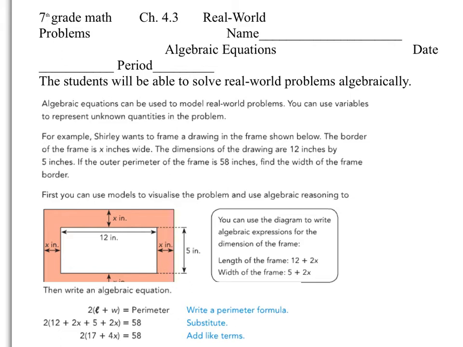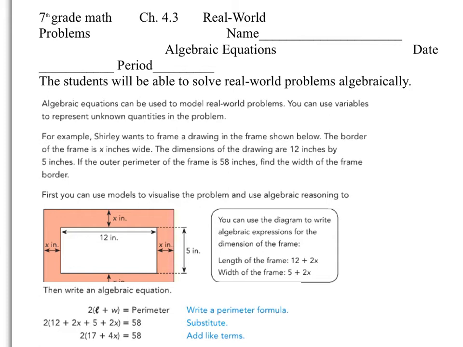For example, Shirley wants to make a drawing in the frame shown below. The border of the frame is x inches wide, meaning it's x in every direction. That's kind of like the mat. And the dimensions of the drawing are 12 inches by 5 inches. So the actual picture, the white part where the picture can fit in, is 12 by 5. If the outer perimeter of the frame is 58 inches, what is the width of the border?